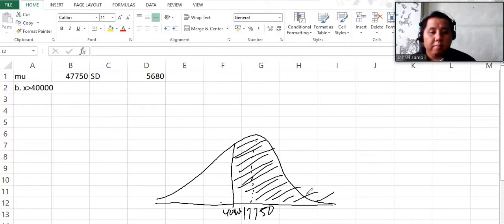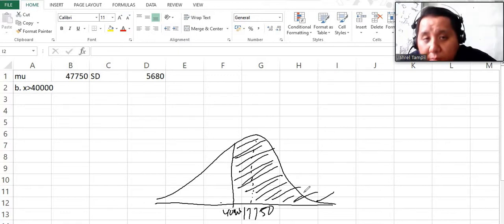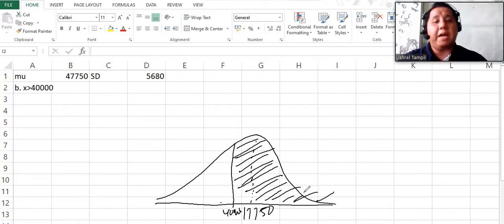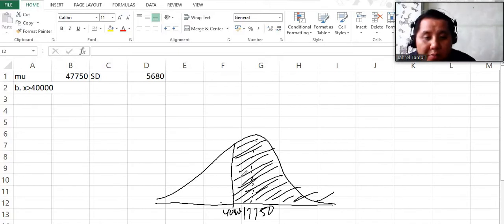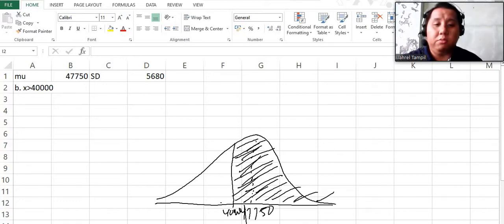right. Probably you're wondering, why are you shading? Usually, this is the manual way of knowing whether the probability is big or small or whether we have to subtract or add something. In this specific case, we're looking for the probability to the right because it's more than. So this is the probability that we are looking for. It's relatively big considering that we are just guesstimating where 40,000 is in relation to 47,750, given that the standard deviation is around 5,000. So now what we have to do is find this probability in black.